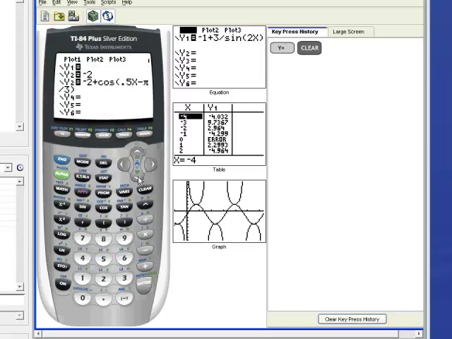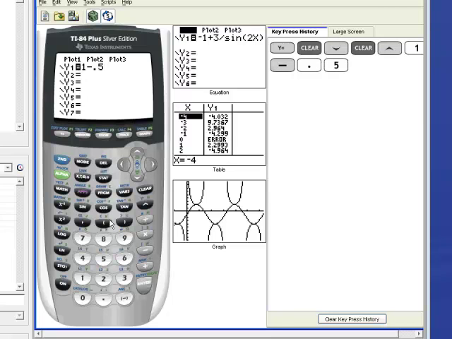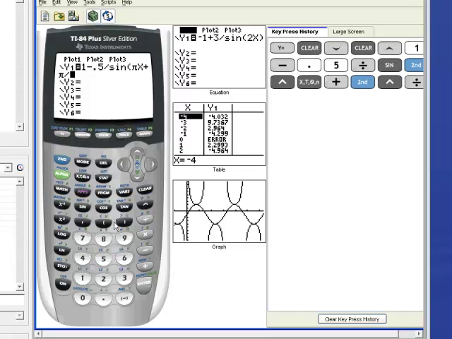Okay, we're going to do the cosecant. So I'm going to clear these. 1 minus 0.5 times cosecant, respectively, divided by sine of pi x plus pi over 4.